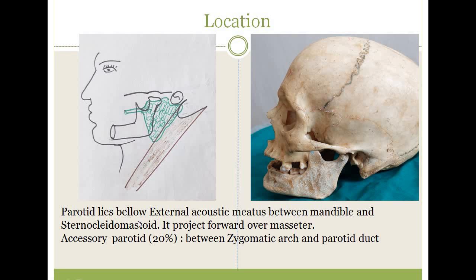Parotid lies below external acoustic meatus between mandible and sternocleidomastoid, and this gland projects forward over the masseter muscle. Accessory parotid gland is found in around 20% of individuals, and it is between zygomatic arch here and the parotid duct. So here there will be location of accessory parotid gland if present.